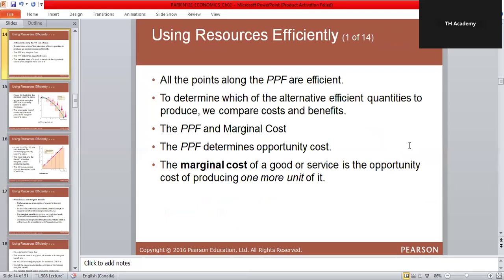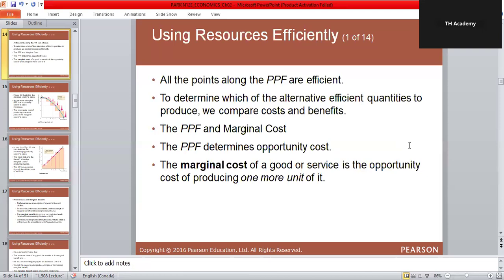Now, using resources efficiently. All points on the PPF are efficient, meaning all the resources are fully used. But how do we decide which combination of goods to produce? This is where we compare costs and benefits. The economists use marginal cost and marginal benefit to make these decisions. Now, what is marginal cost and marginal benefit?